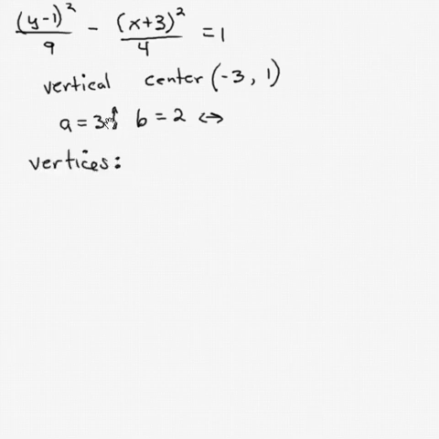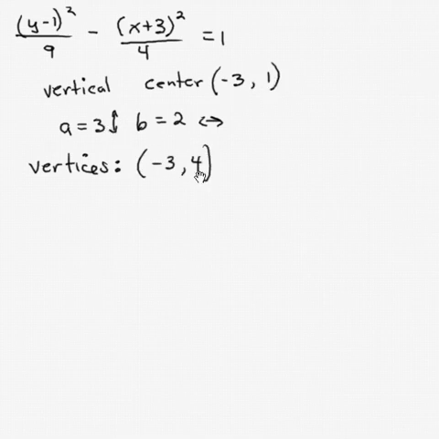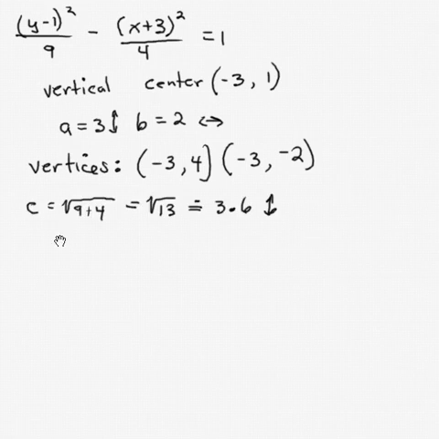To find the vertices, though, we start at the center. We're going to go up and down 3. So there's only 2, again, vertices for hyperbolas. Not going to change the x values, just go up and down 3. So if we go up 3, 1 plus 3 is 4. And if we go down 3, 1 minus 3 is negative 2. There's our two vertices.